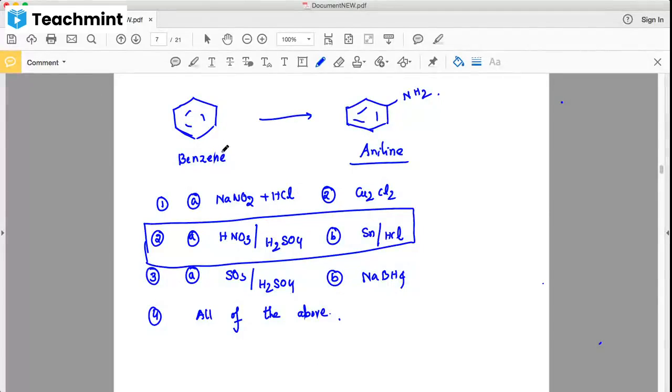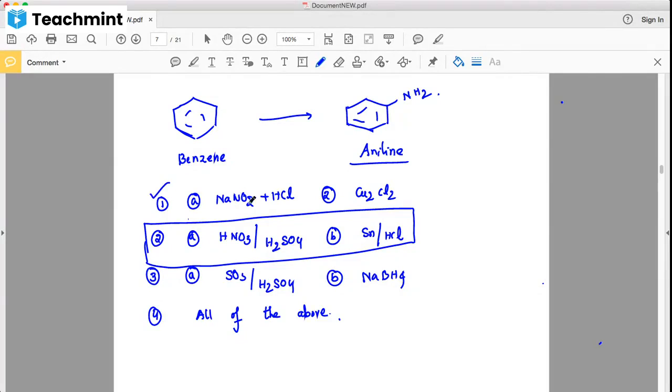Guys, if you see this conversion, benzene to aniline, I would like to discuss each of the options one by one. Okay, guys, I'm going to discuss each one of the options very carefully.